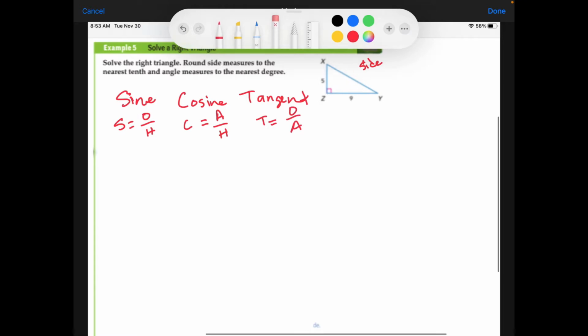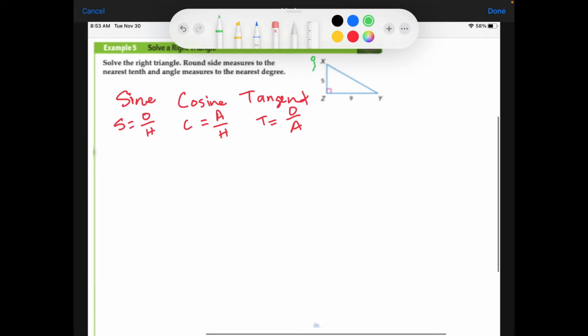The first thing that I would try to find is all of the angles. So remember, to find the angles, we're going to put in the ratio of the sides. So this is the inverse, right? We're going to first use the inverse of these ratios to find the missing angles. So the first angle I want to find is x.